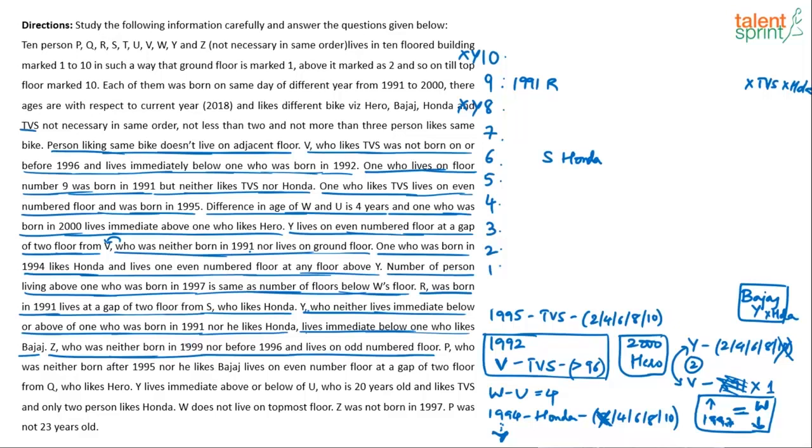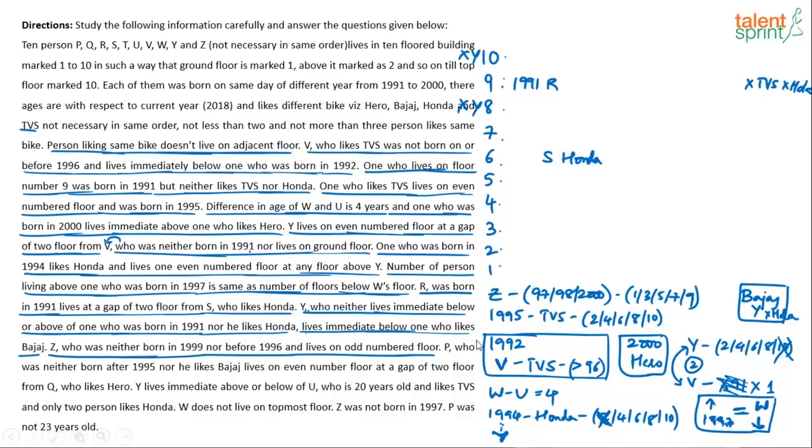So what are the possible years for Z? 97, 98 or 2000. Yes or no? So we can now conclude that Z was born in either 97, 98 or 2000, because Z was not born in 1999 and was not born before 96. So there are only 3 possibilities for Z, and he lives on an odd number floor. What are the odd number floors? 1, 3, 5, 7, 9. These are the possible floors for Z.